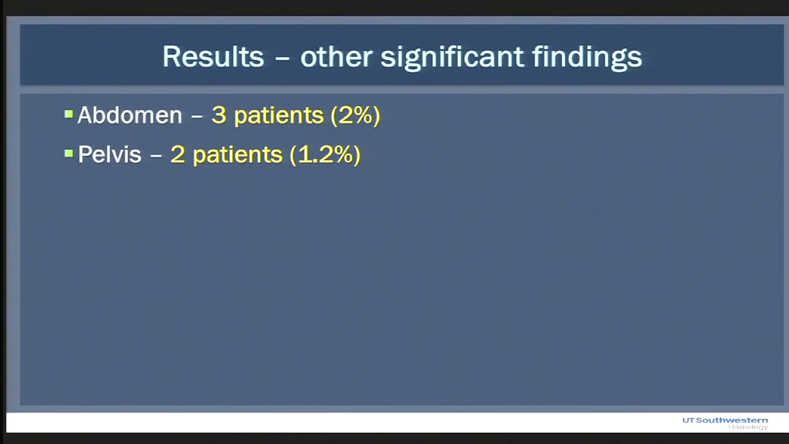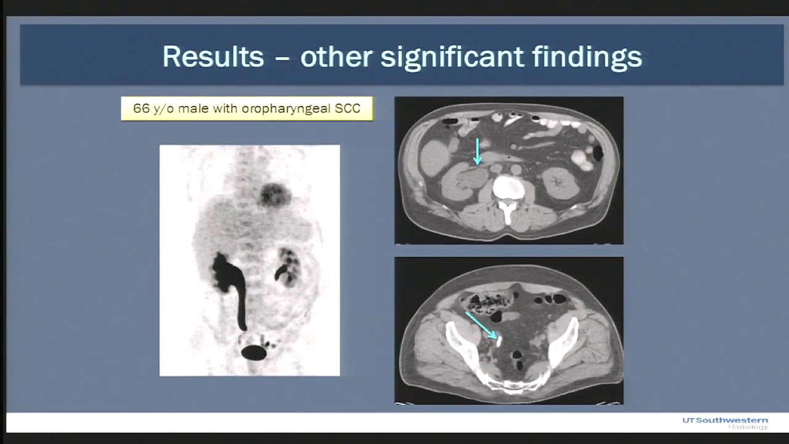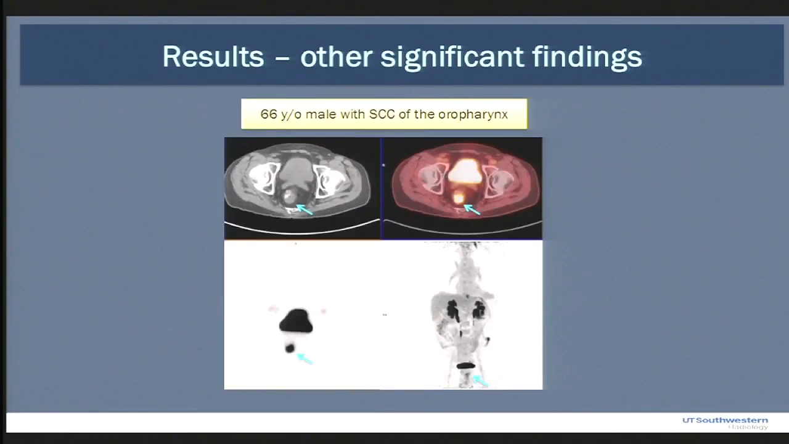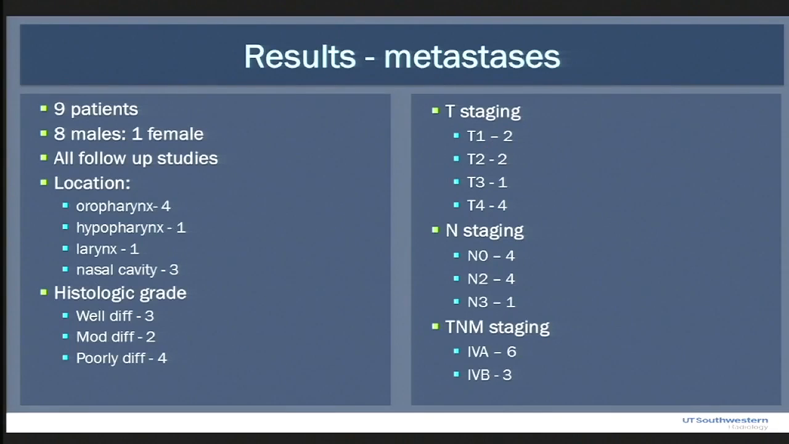So for the other significant findings, we had 3 patients in the abdomen and 2 in the pelvis. This is an example of a patient that had an obstructive stone in the right distal ureter, determining this moderate hydronephrosis on the right, which was an incidental finding of this study. And this patient had this FDG-avid asymmetric thickening in the rectal wall, which was proven to be an adenocarcinoma in a follow-up biopsy. It was also an incidental finding.